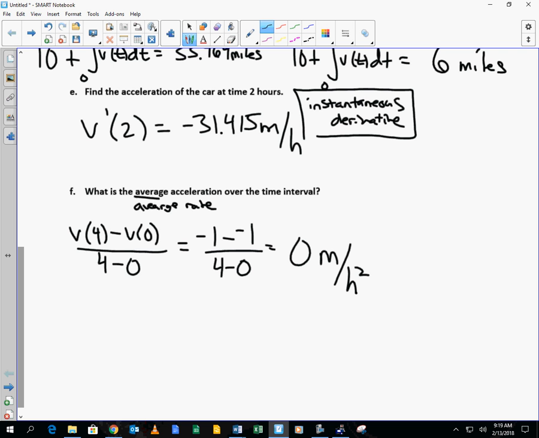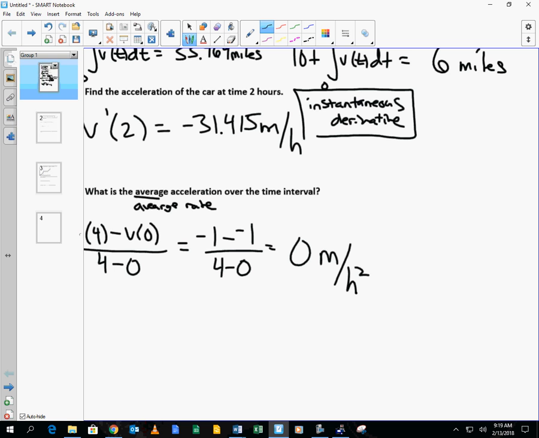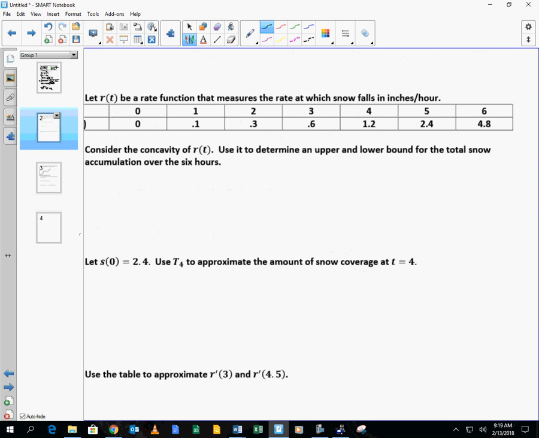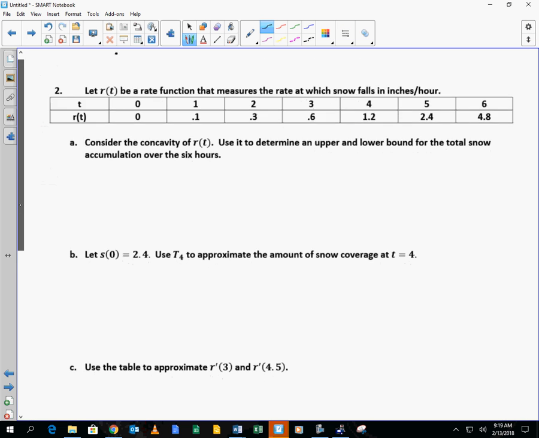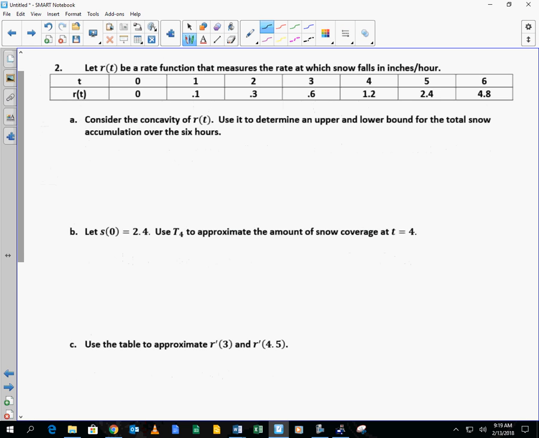You have 3 examples in your assignment like this where you use your calculator. You'll want to get used to doing that, okay? Let's flip it over, look at the next one. I have the velocity function. Yeah, I took the absolute values off.